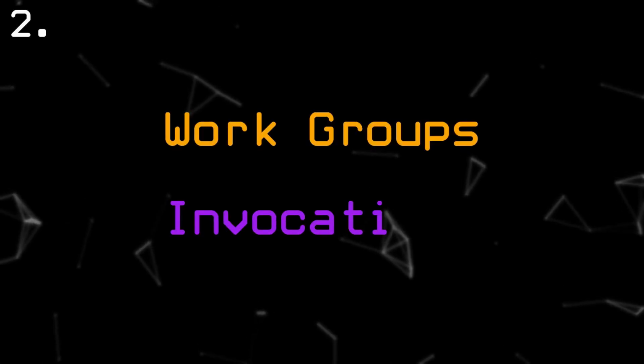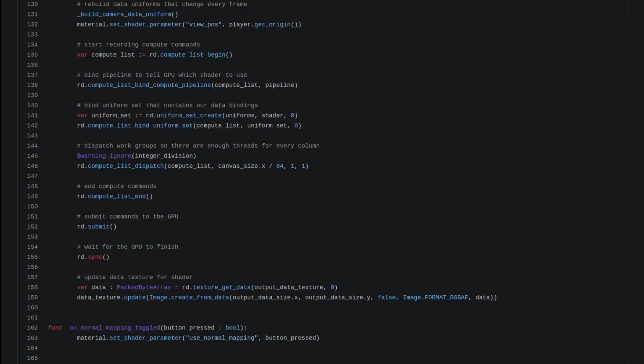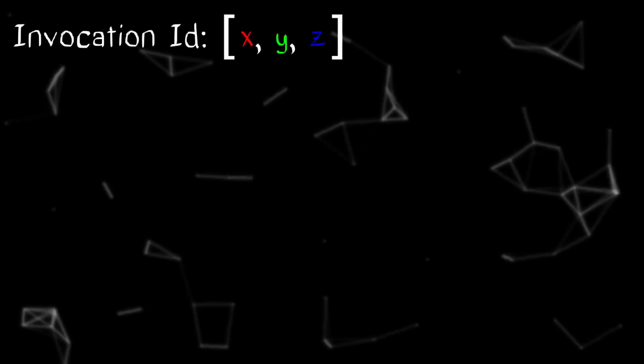The second thing to understand about compute shaders is the two types of thread groupings: work groups and invocations. The major difference between them is that invocations are statically defined in the shader and cannot change, whereas work groups are dispatched from the dispatcher and can be defined dynamically. Each are additionally organized into a 3D vector x, y, z.